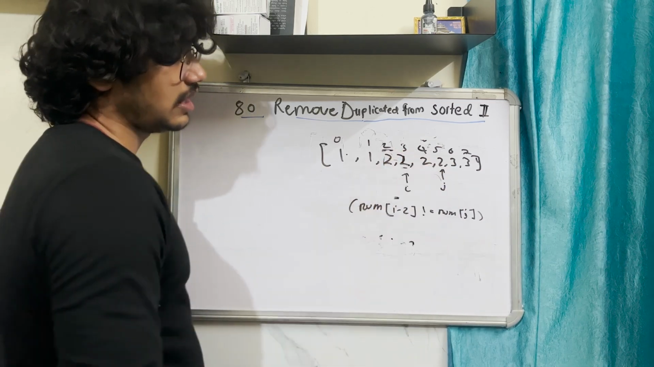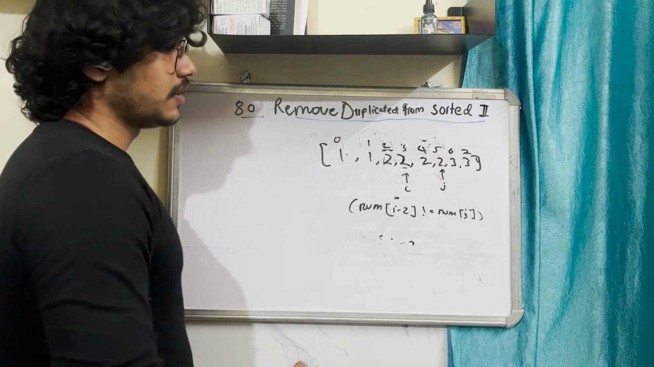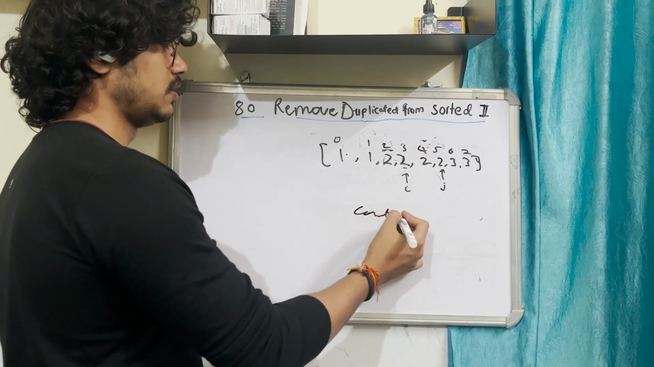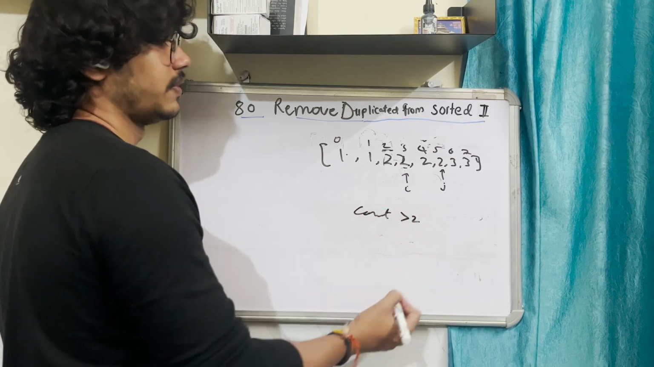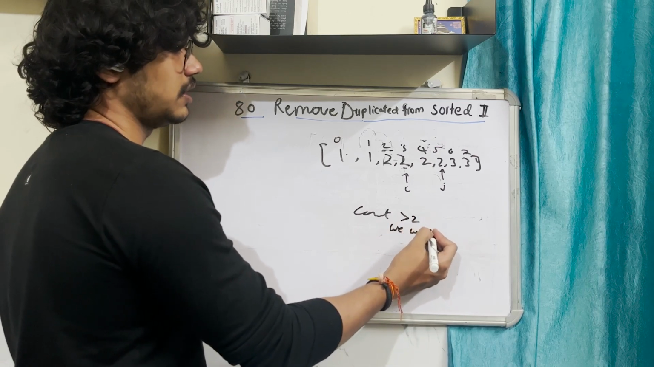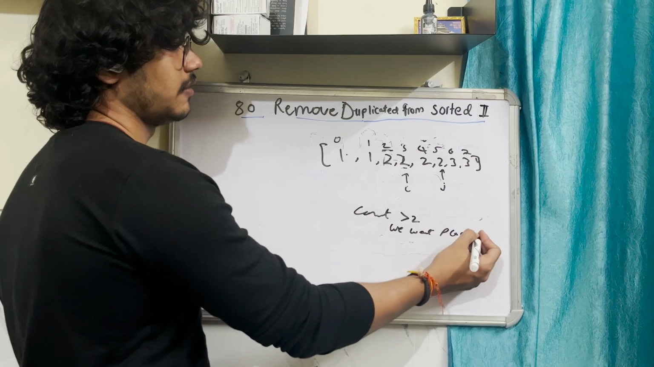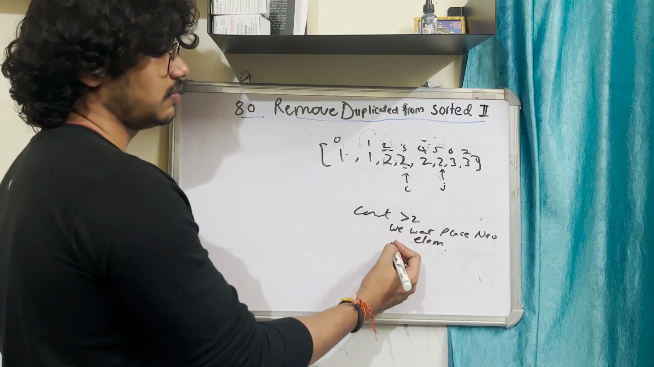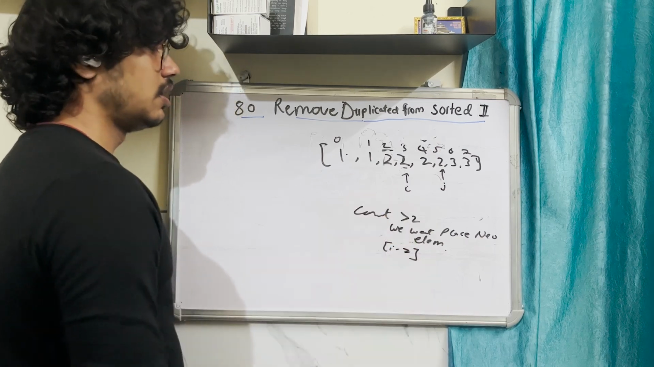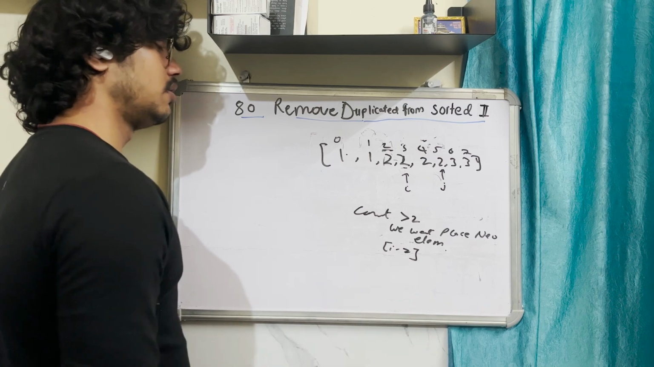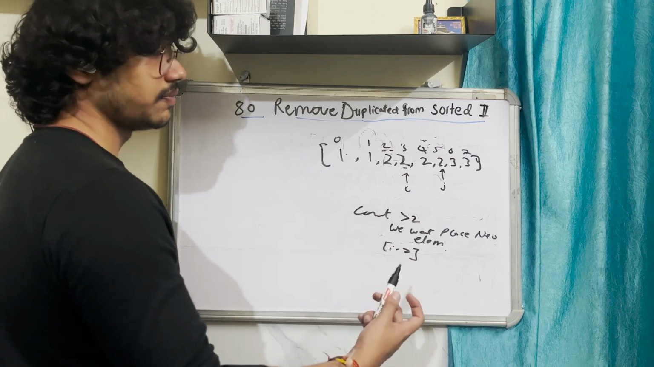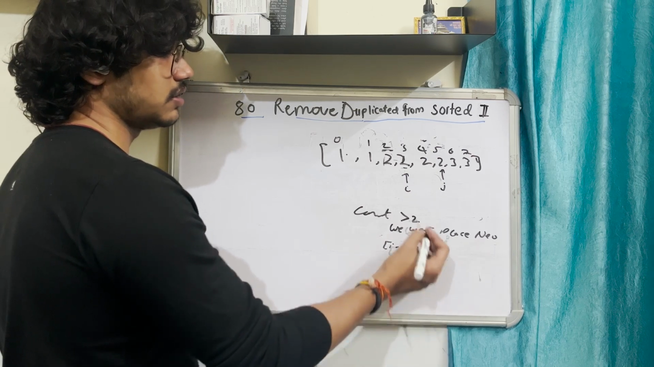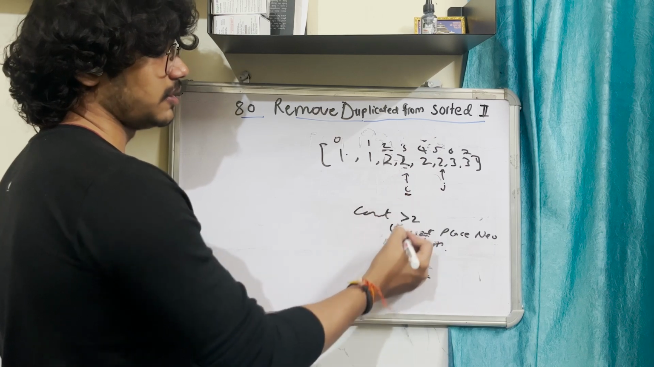I know it sounds tricky, but it just boils down to keeping track of the count of the element. If the count reaches greater than 2, we want to place a new element. And to check the count, we use I minus 2 as I said. And to put the new element, you'll search until you find a new element which is not equal to the value pointed by I minus 2.